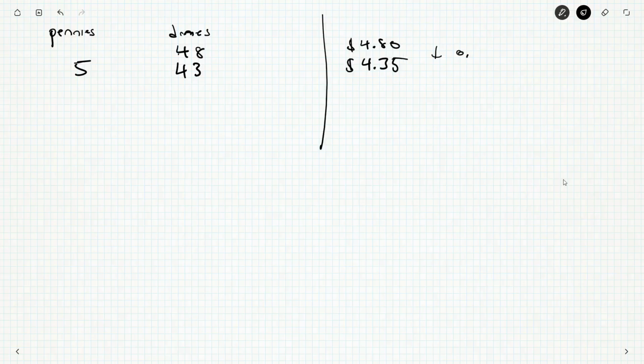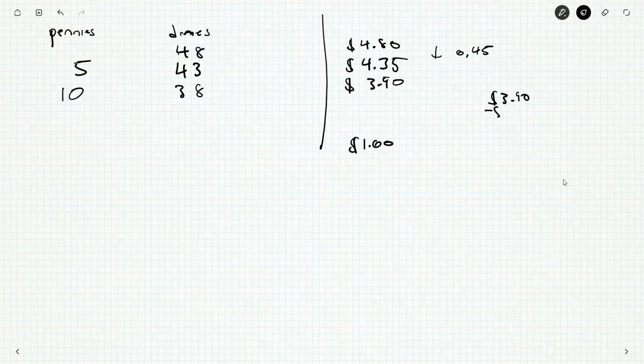That's a difference of 0.45. So we can do it again, and we'd get 3.90. And we could keep going down. Now, what do we want? We want $1. So if we subtract off $1 from here, we're going to get 2.90. Is 2.90 a multiple of 0.45, an integer multiple of 0.45? I'm betting no, but I can always grab my calculator and figure it out.